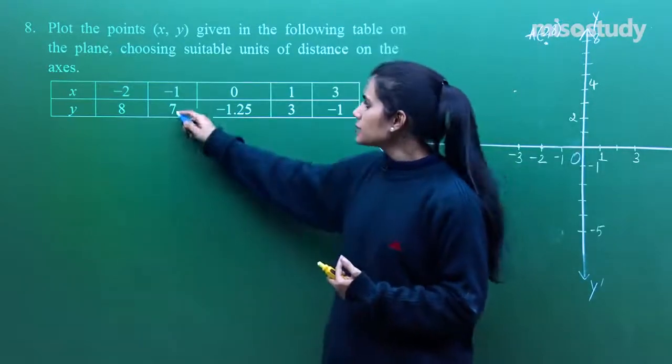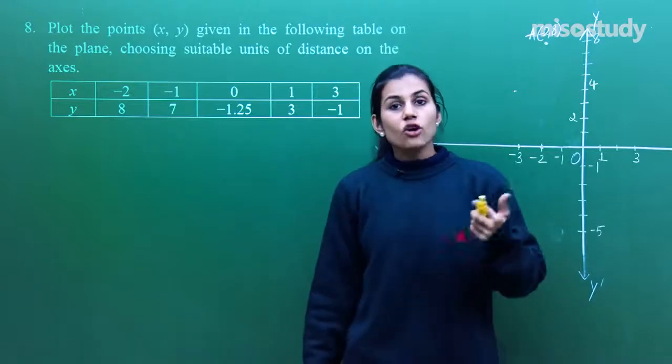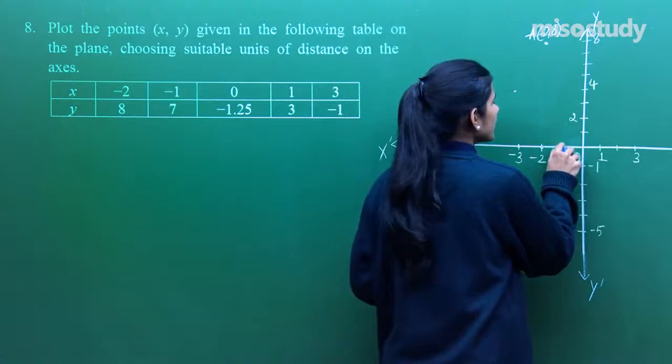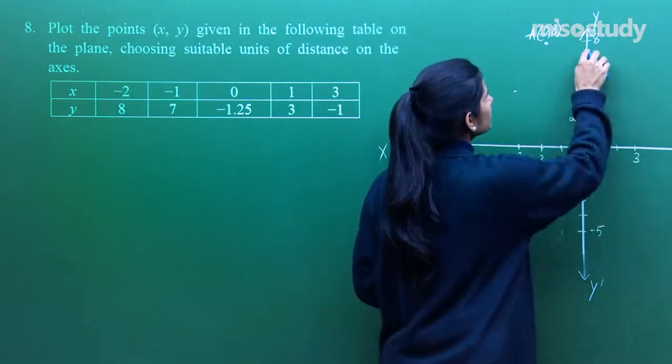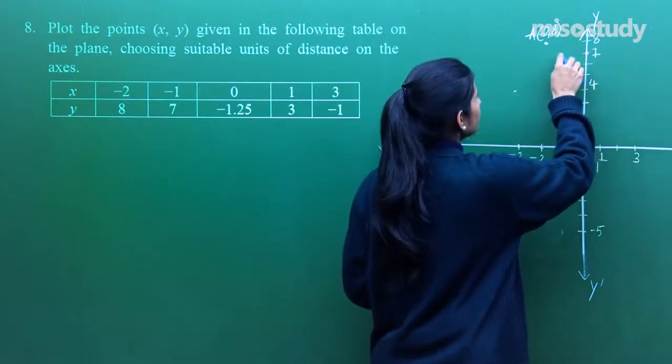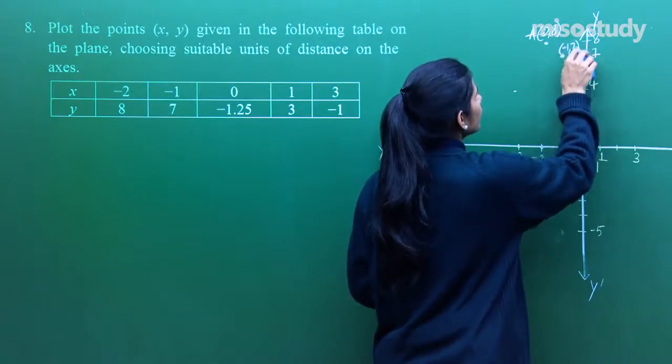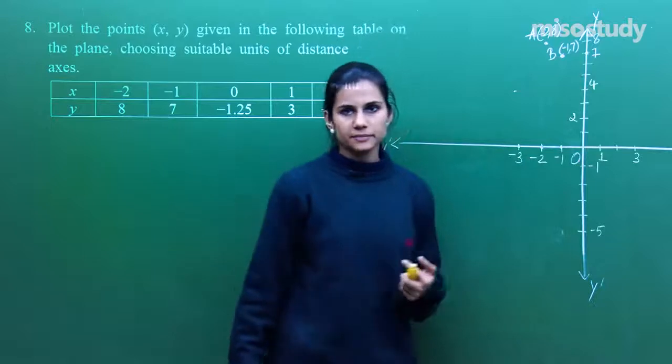Then you have -1, 7. 1 unit along negative x-axis, 7 units along positive y-axis. This is 7. So you get this as -1, 7. Say this point is B.